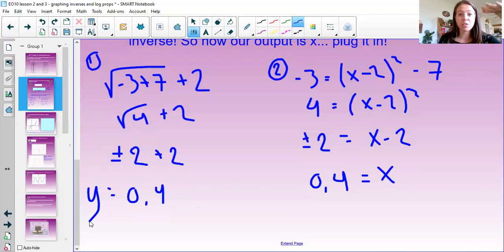So there's two ways. You can start with your original function, or you can start with your inverse function, so long as you can keep straight what your input and output are. Okay? Drop me a note on the side if you have any questions on that, because I know those words can be a little confusing.